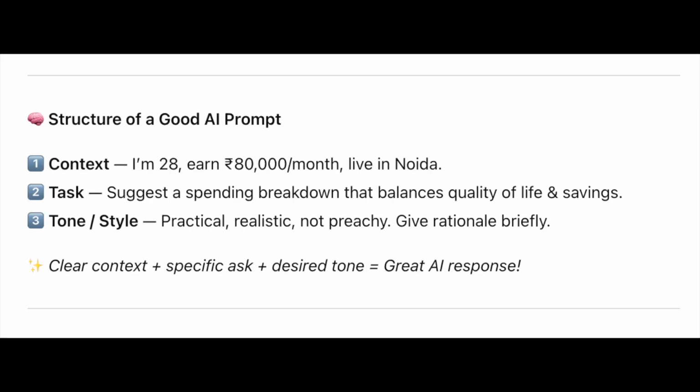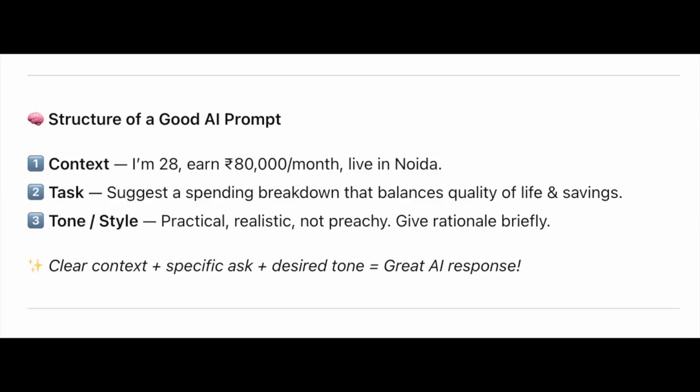If I want to take some help from ChatGPT around personal finance, I will first give them context of where I am coming from. For example, I am 28 years old, my salary is 80,000, and I live in Noida. And I'll set some context around what role they have to perform. Then the next part would be the task, the main task that we want them to perform. So in this case, it would be: suggest a spending breakdown that balances my quality of life and savings.